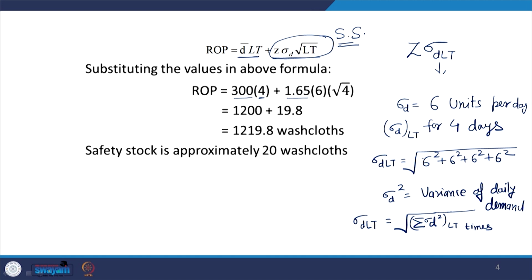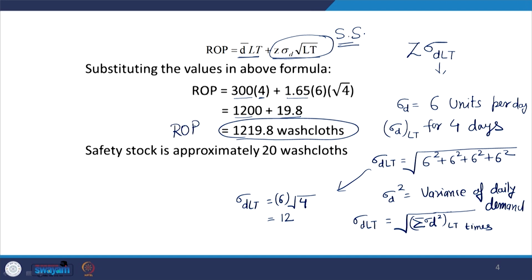So, that gives me the formula here, and if I do this calculation, you can take out 6 and it becomes under root 4, and then it is 6 into 2, 12. So, 12 into 1.65, this is coming to be 19.8 plus 1200. So, total units is 1219.8, that is your reorder point.